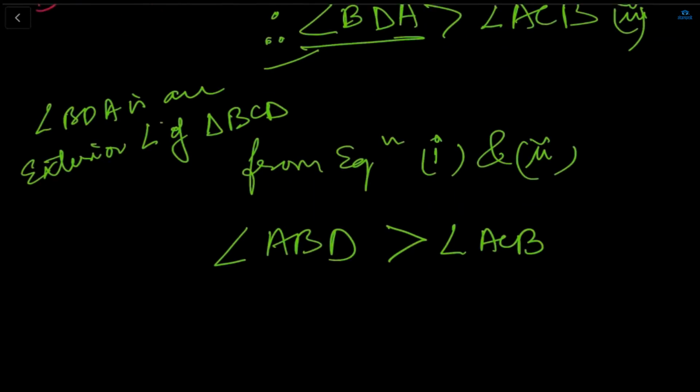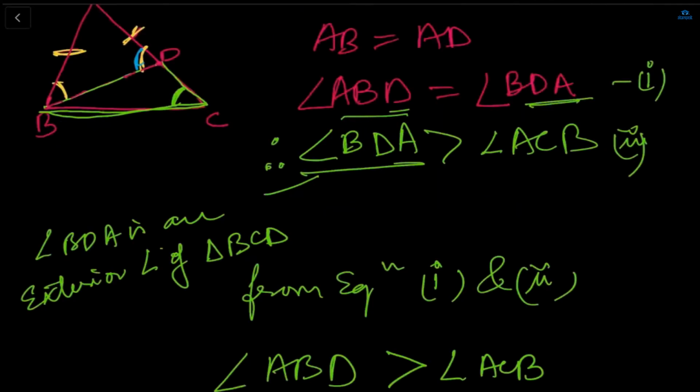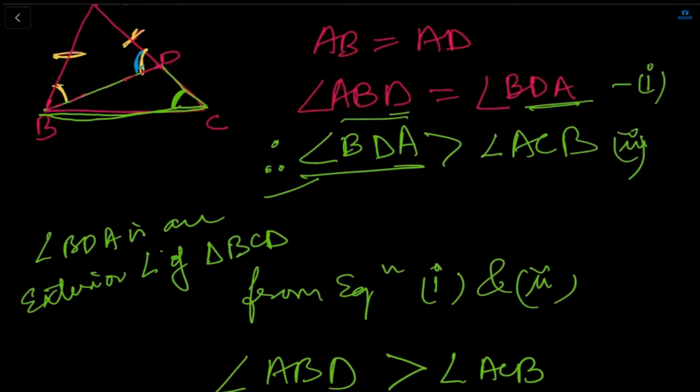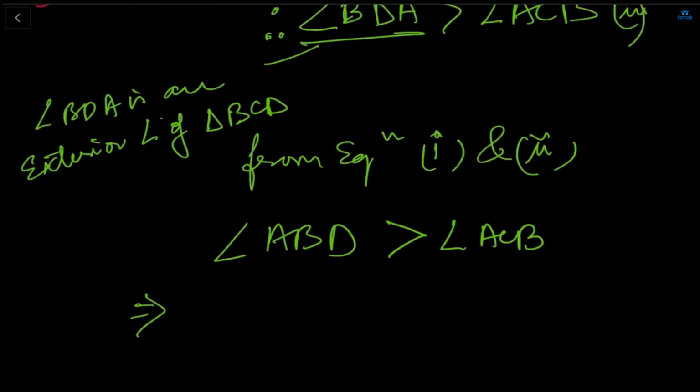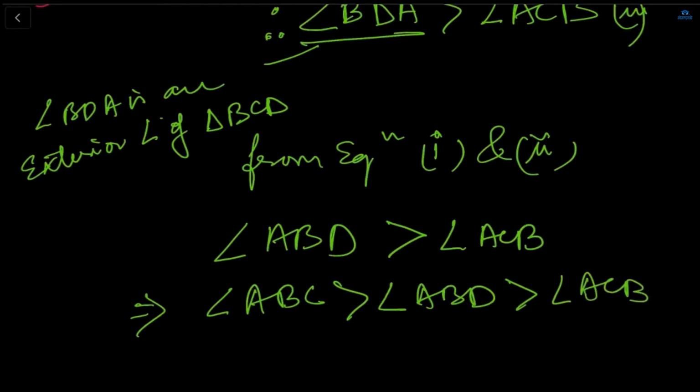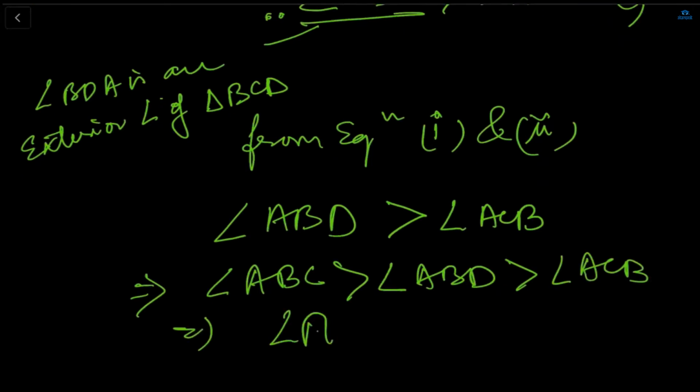Now this implies that, if you see here, this ABD, we are talking just about ABD. If you take the whole angle ABC, then ABC will be the greatest. So angle ABC is greater than angle ABD, which is greater than angle ACB. So from here we get that angle ABC is greater than angle ACB. Hence proved. Everybody got it? Any doubt? No, ma'am.